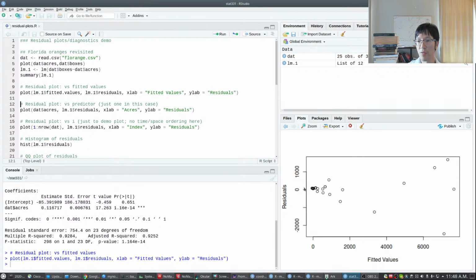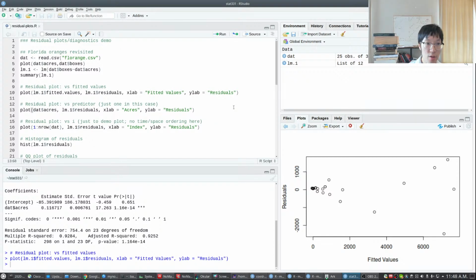Okay, so the variability appears to increase for larger fitted values; sigma squared appears to be larger. So it doesn't appear to be consistent with all fitted values having the same variability around the regression line. Okay, so this points to a non-constant variance.